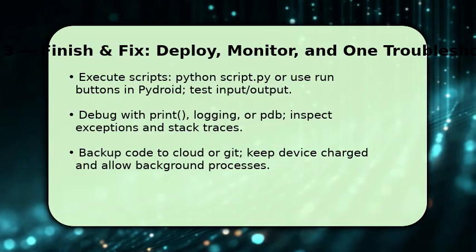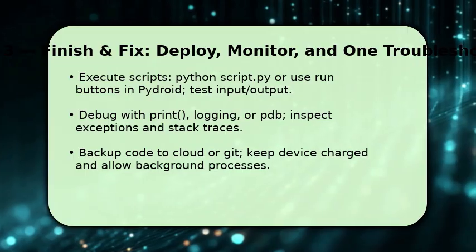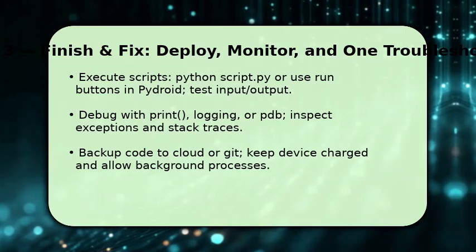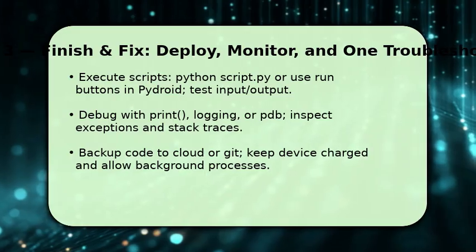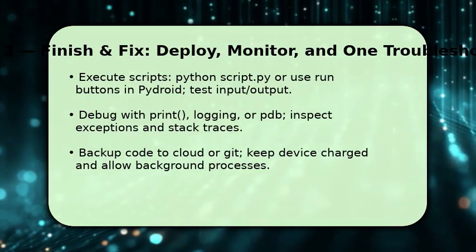Execute python script.py or use Pydroid's run button and test typical inputs immediately. If errors appear, use print debugging, the logging module, or run python -m pdb to step through code. This shows why it fails.